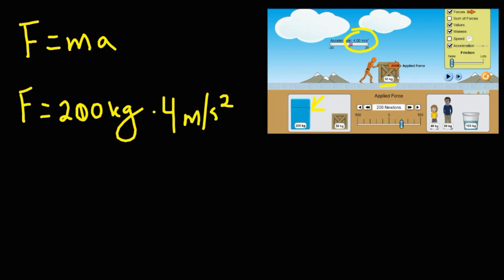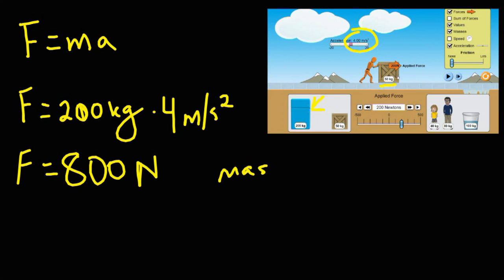And of course here we're going to do this 200 times 4, which gives us 800 kilograms times meters per second squared, or just 800 newtons. So we see that as mass goes up, the force goes up. We have to notice that there's a direct relationship there. As you increase mass, the force you're going to require to move that mass at a certain acceleration is going to go up at a constant acceleration.